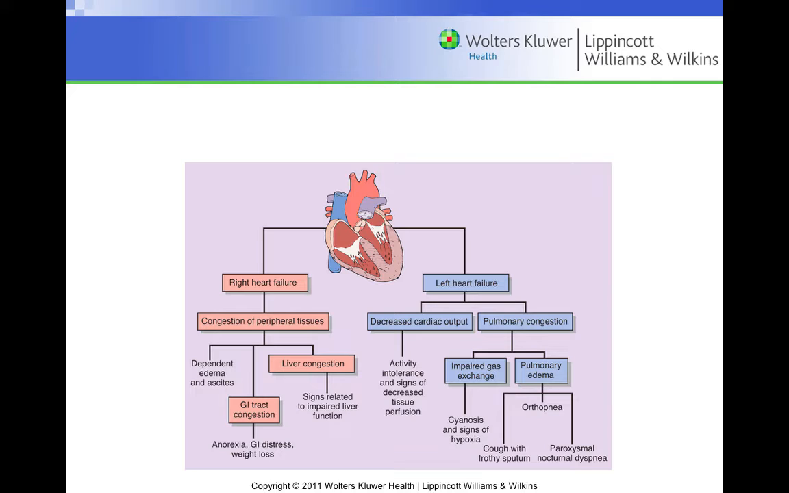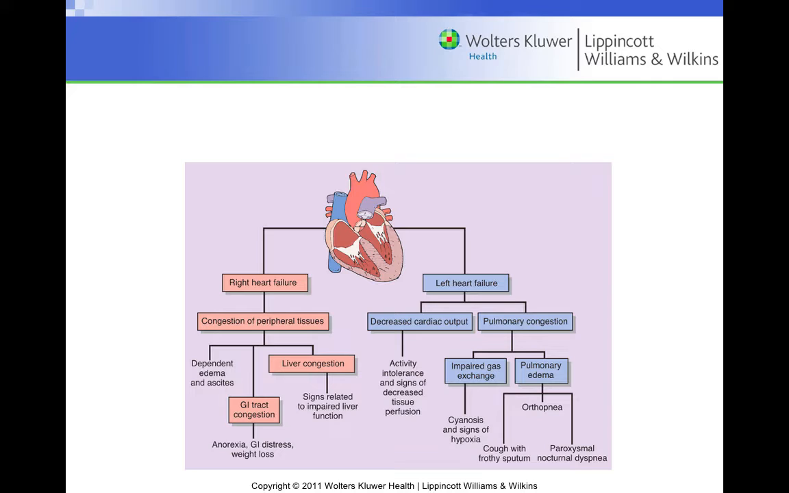So understand that in right-sided heart failure, you get congestion of peripheral tissues. Your abdomen and liver become congested and impaired, your GI tract. And so the signs and symptoms begin to match where the blood gets backed up in the tissues.